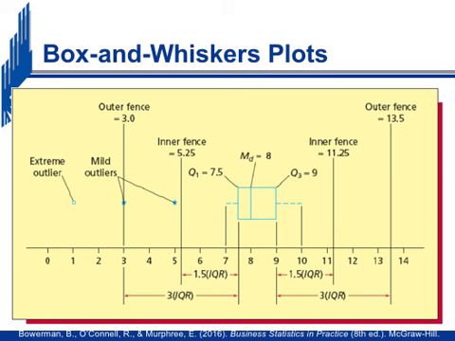So again, box and whiskers plots can be used to determine the presence of outliers in datasets. And that's the end of the part on numerical methods, and that's the end of descriptive statistics.